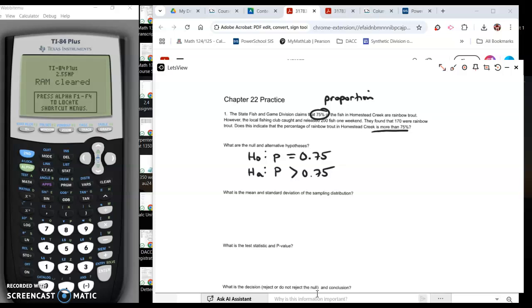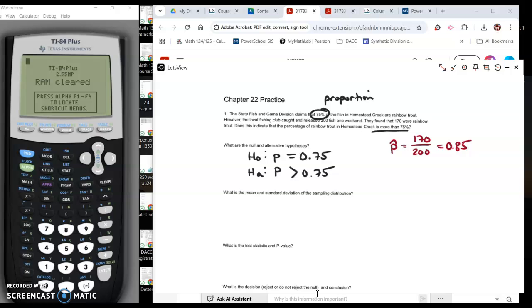Now, to try to prove that it's greater than 0.75, we sampled 200 fish that we got from this creek, and 170 were rainbow trout, which works out to be 85%. Now, that's definitely bigger than 75, but the question is, is it big enough to prove that more than 75% of all the fish in the creek are rainbow trout? That's the big question. So we're going to try to do it.